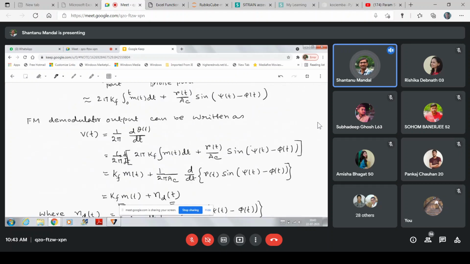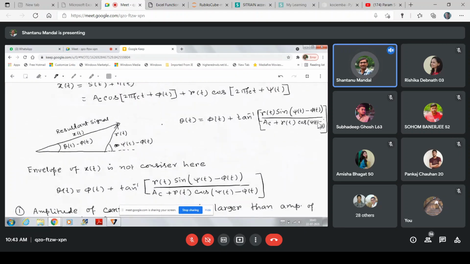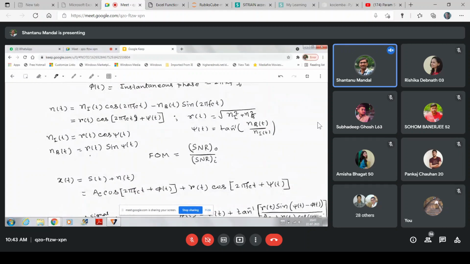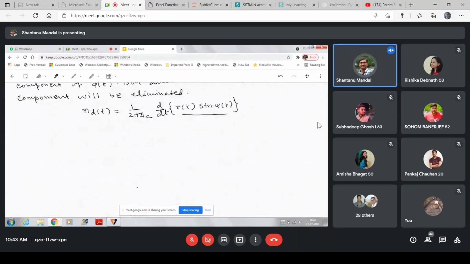So what is the value of r(t) sine of psi(t)? That is this one, that is, this means m_Q(t), the quadrature component. So it can also be written as 1 by 2 pi A_c into d/dt of m_Q(t). So n_d(t) equals this one. This is the noise component.